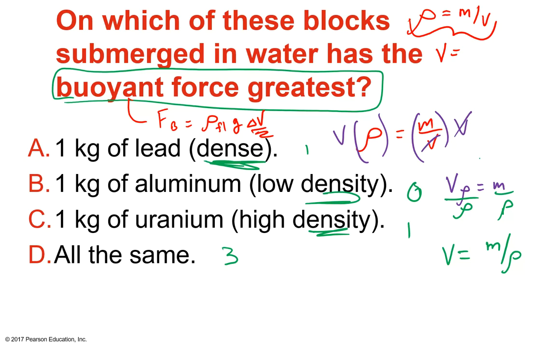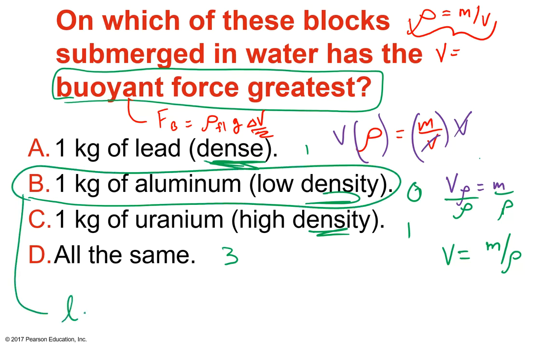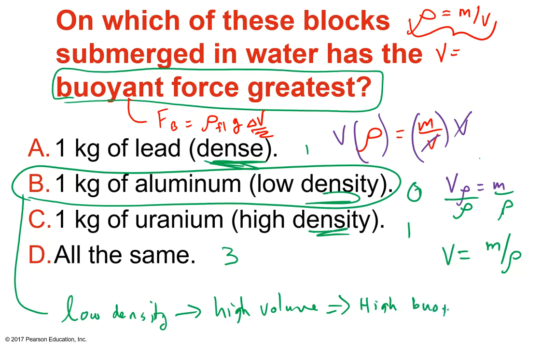So I could rewrite this here: because it's low density, that translates into high volume, which means high buoyant force. And so the buoyant force is greatest on the aluminum.